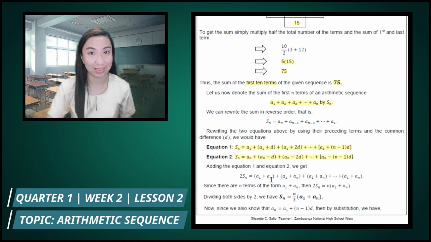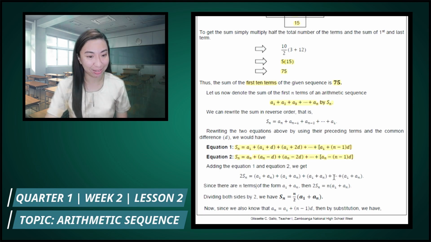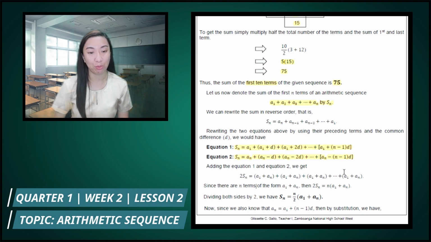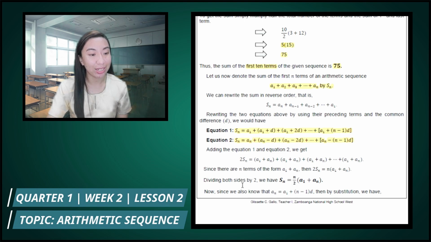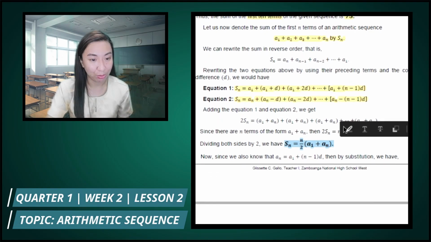a sub 1 plus a sub n plus the quantity of a sub 1 plus a sub n plus the quantity of a sub 1 plus a sub n plus, okay, until the quantity of a sub 1 plus a sub n. Since there are n terms of the form a sub 1 plus a sub n, they are just the same, then 2 times s sub n is equal to n times the quantity of a sub 1 plus a sub n. Dividing both sides by 2, okay, we have now this.